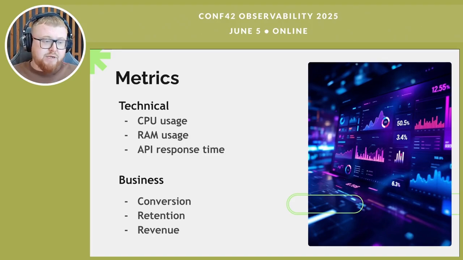For example, technical ones. Technical metrics describe the internal processes of the system. They are most often needed by developers to understand what's happening under the hood of your application. For example, CPU usage, RAM usage, response time, and so on. There are also business metrics that show how efficiently the application helps achieve business goals. For example, conversion in purchase or registration, user retention, or revenue per user.